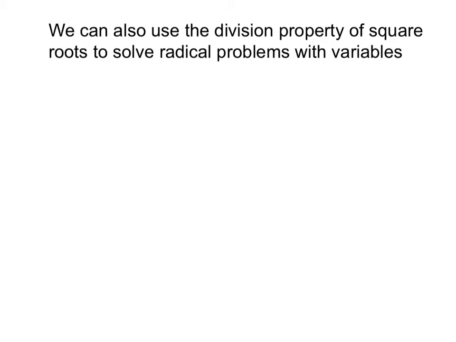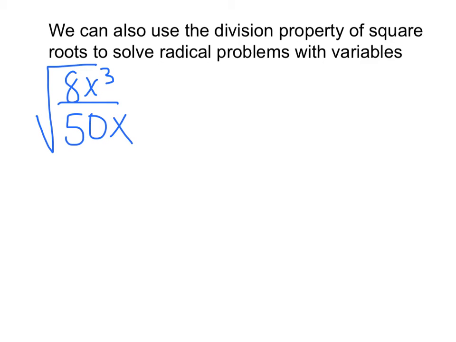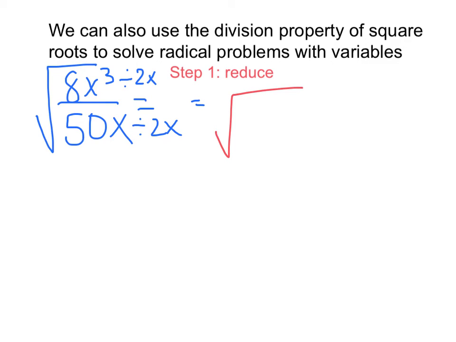We can also use the division property of square roots to solve radical problems with variables. Let's look at the example square root of 8x cubed over 50x. Our first step is to reduce as much as we can. So we can reduce each numerator and denominator by 2x, which will give us the square root of 4x squared over 25. Don't forget that when you're dividing numbers with exponents, you have to subtract the exponents.